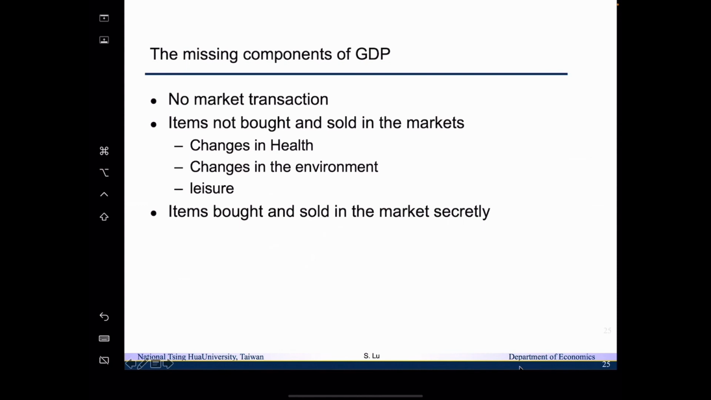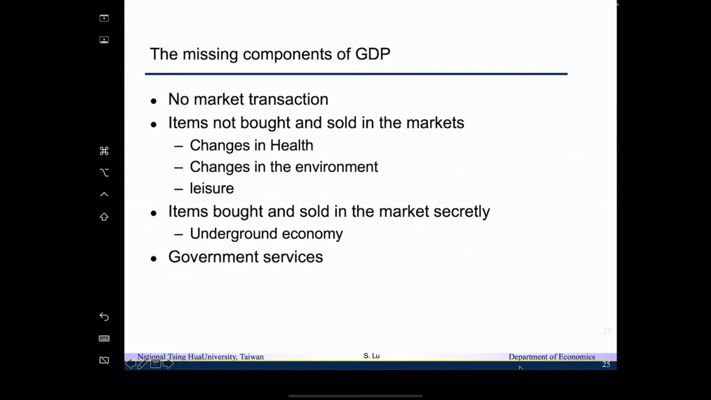What types of transactions involve items bought and sold secretly? The night market without receipts, or the underground economy. Those transactions are not in the statistics because they are conducted secretly. But those transactions also have market value, and they are produced within the country's border during some specific period of time. They should be counted as GDP, but we admit that we miss them, and there's nothing we can do about that.